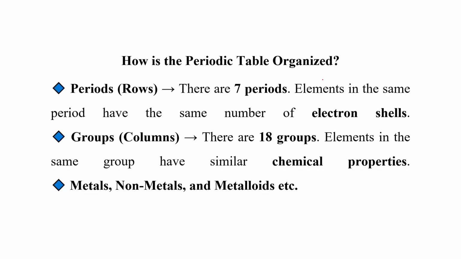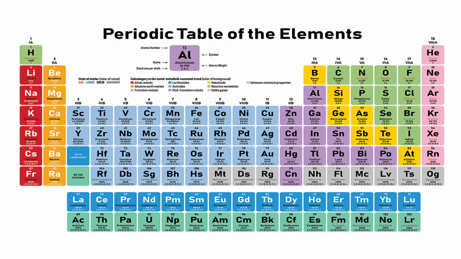So let's talk about how the periodic table is organized. It consists of total 7 periods and 18 groups. So in the periods or rows, elements in the same period or in the same rows will have the same number of electron shells. So for example, if you talk about the element here in period 2 or row number 2, it starts with lithium and ends with neon. So neon and lithium will always have the same number of electron shells.